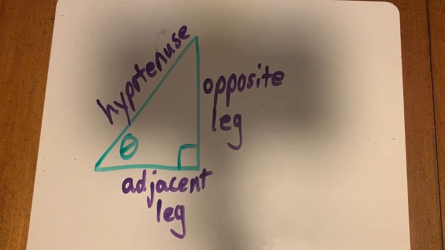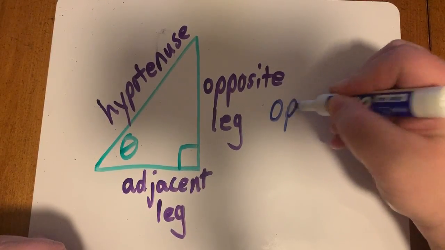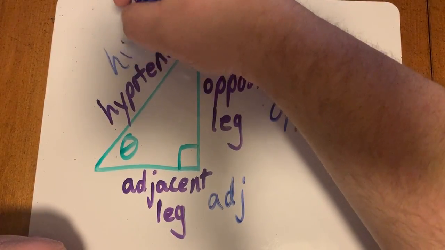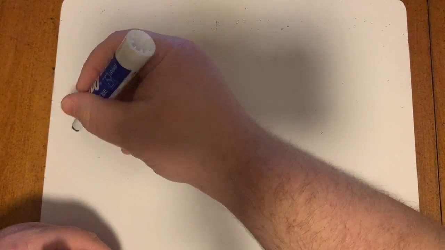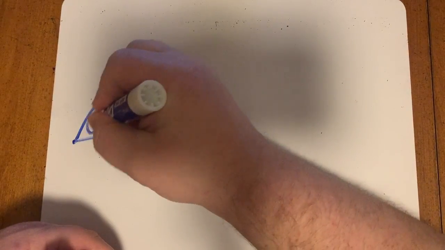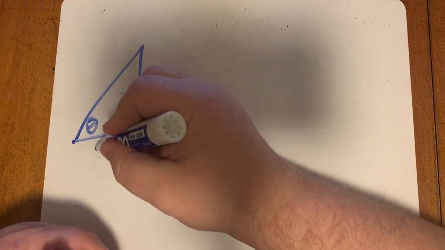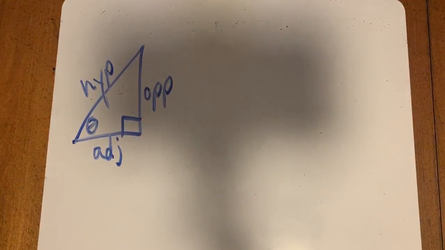So every time we work with this relationship in the triangles, I'm going to use the abbreviation OPP for opposite, ADJ for adjacent, and HYP for hypotenuse. So if we have our right triangle with angle theta there, this side is opposite, this side is adjacent, and this side is our hypotenuse.